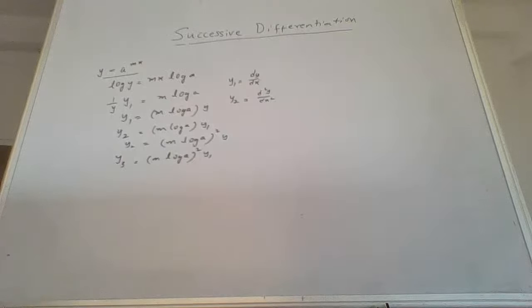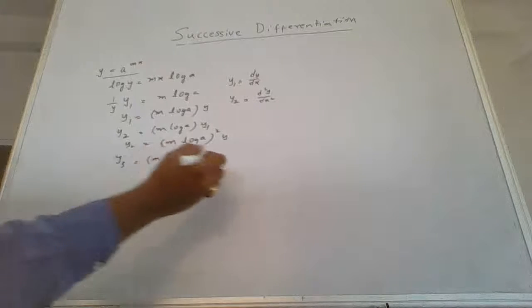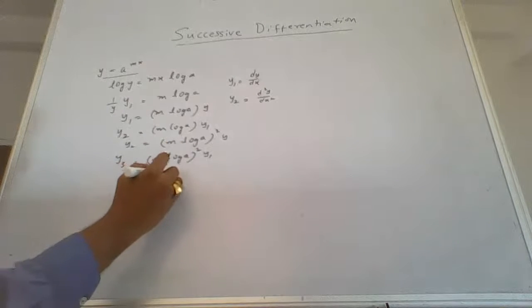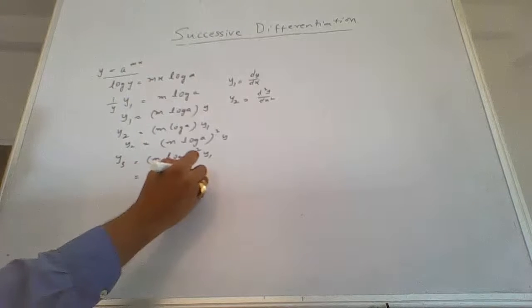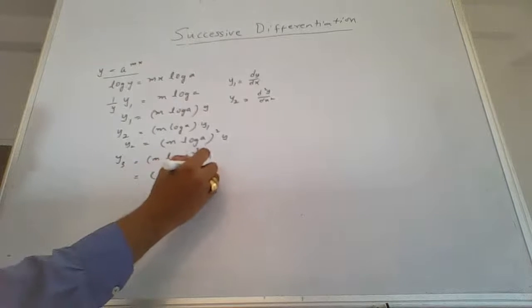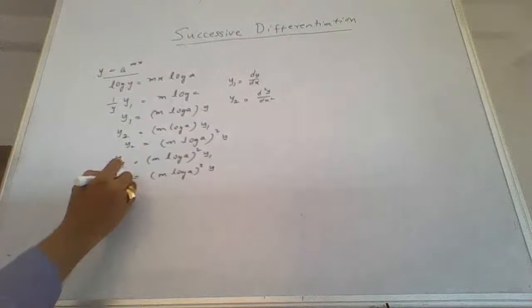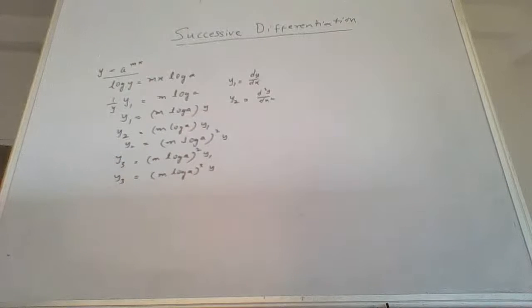But again, we have that y1 as this result. So this is m log a whole cube into y. So y cube is this.